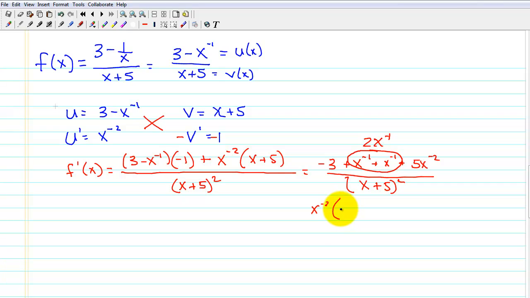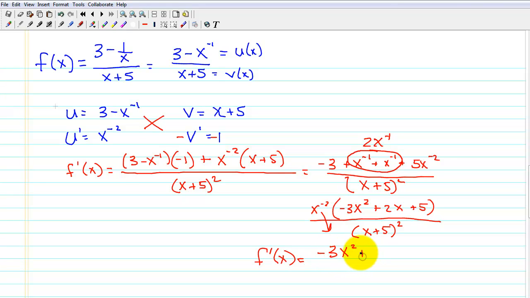So if I divide this, I get negative 3x squared. And when I divide this, I get plus 2x. And when I divide here, I get plus 5. And that's all over our (x plus 5) squared. And now all we have to do is move that to the denominator for our final answer. Our final answer is now negative 3x squared plus 2x plus 5 over x squared times (x plus 5) squared. And that's our final answer.